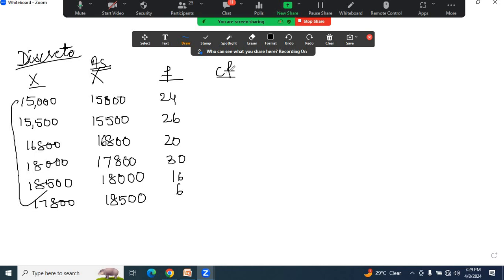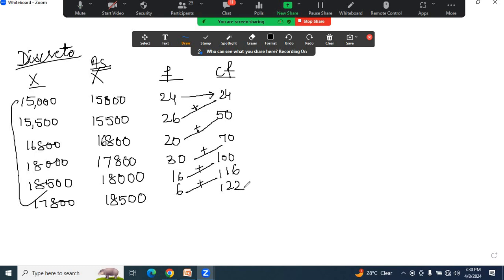CF is cumulative frequency. How do we find it? First observation remains the same, so 24 will remain the same. For the next number, we add the previous cumulative frequency with the next frequency number. So 24 will be added to 26, it becomes 50. 50 will be added to 20, it will become 70. 70 will be added to 30, it will become 100. 100 will be added to 16, 116. 116 plus 6 becomes 122. Any difficulty in finding cumulative frequency, let me know, then I'll proceed.